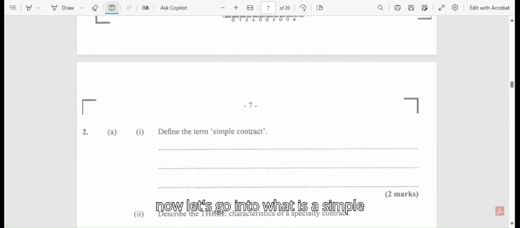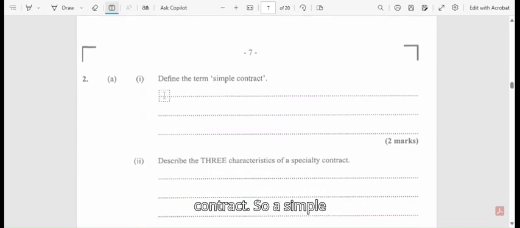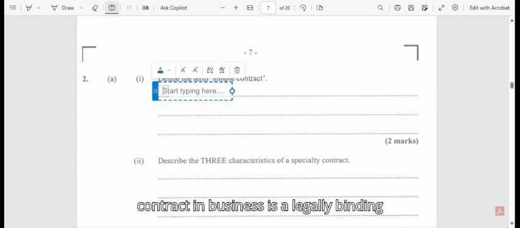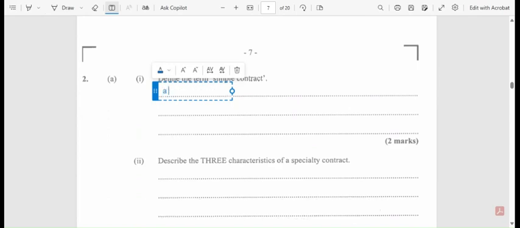what is a simple contract. A simple contract in business is a legally binding agreement between two parties that outlines the terms and conditions of a transaction. That's what it basically is.